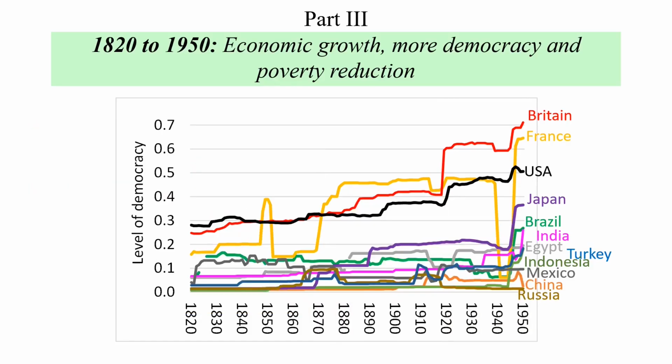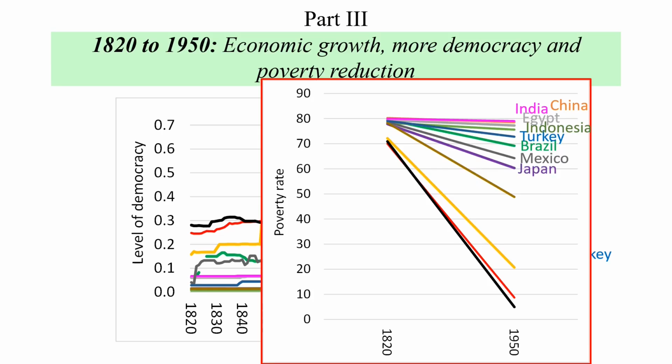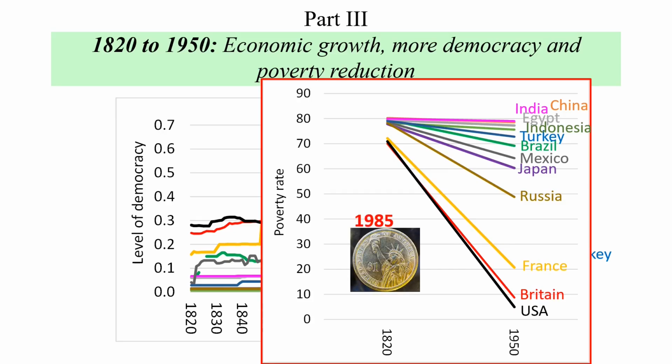I've used the B&M data to calculate the poverty rates of the 12 countries for 1820 and for 1950. I used the $1 in 1985 standard I spoke about previously. This graph shows the result. At least 70% of the population was extremely poor in all the 12 countries in 1820. But by 1950, there were large differences across countries. Countries which industrialized faster saw the fastest declines in poverty.